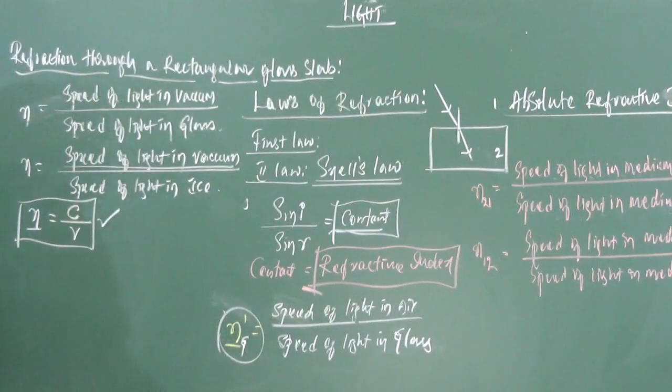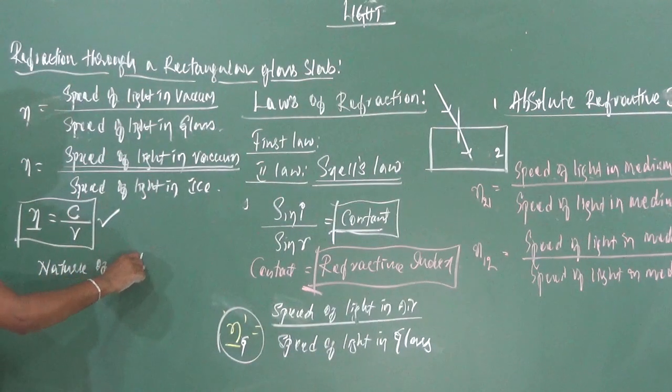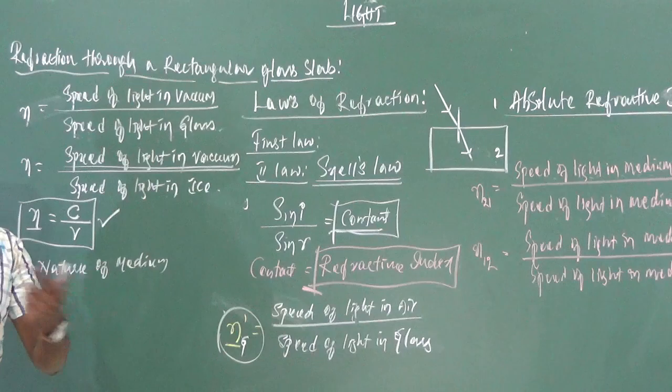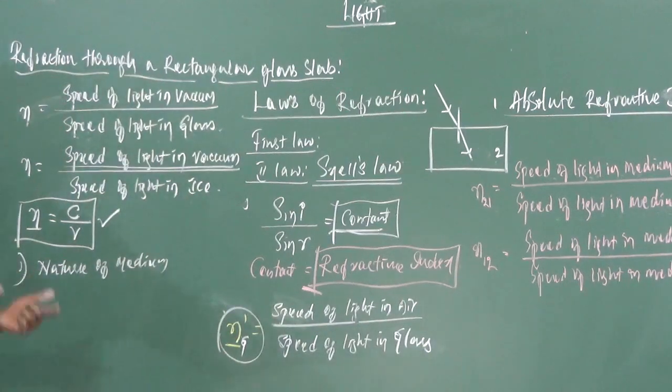So the refractive index of a material depends on the nature of the medium. That is, what is the medium made up of? It is air or water or glass or whatever it is. By what material it is made up of? So the first one is the nature of the medium.